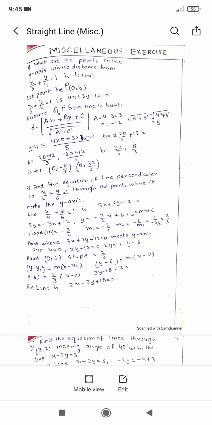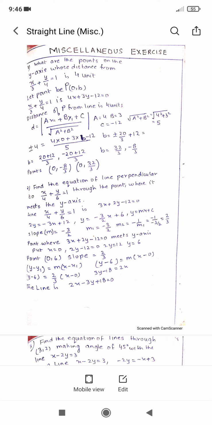We are starting with miscellaneous exercise. What are the points on the y-axis whose distance from x/3 + y/4 = 1 is 4 units? Let the point be P(0, b). x/3 + y/4 = 1 is 4x + 3y - 12 = 0. The distance of point P from the line is 4 units.